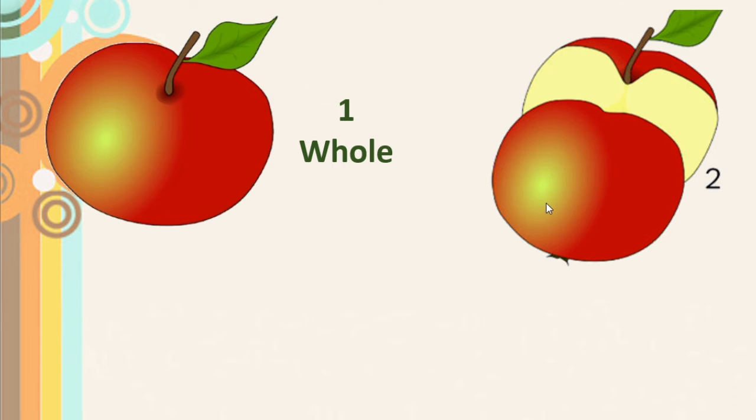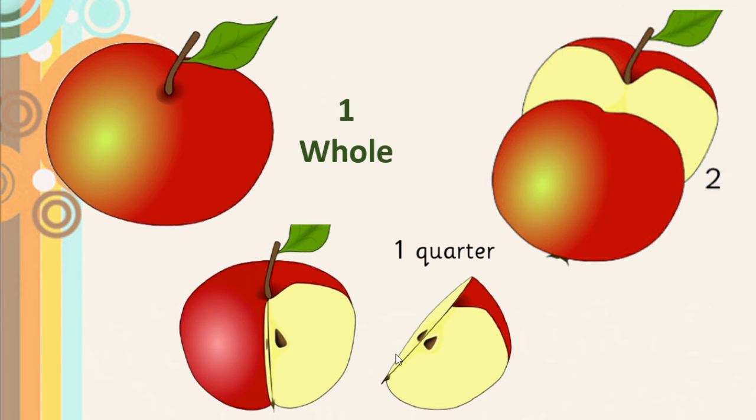Okay, now there are 4 children. Then what will she do? She will make 4 portions which are exactly alike. Each one is called a quarter. Got this?